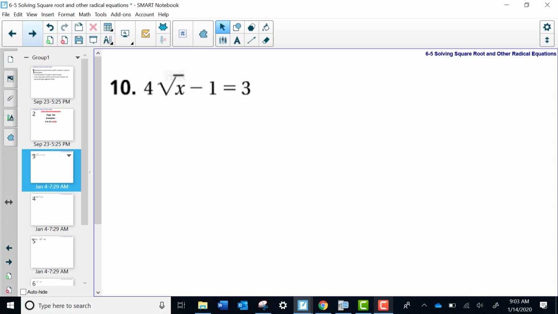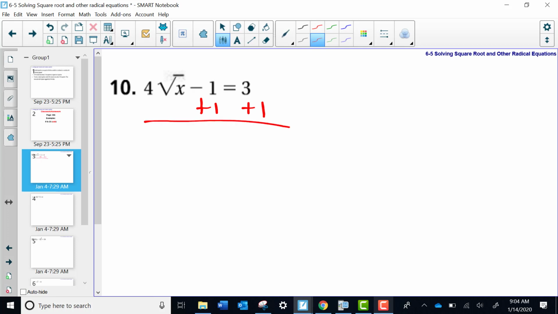All right, example number one. The expression. We have to first isolate the expression and then isolate the symbol. So 4 radical x, that's the term with the radical symbol. So we need to isolate that term first. We'll isolate that term by adding 1 to both sides. Now we have 4 radical x equals 4.